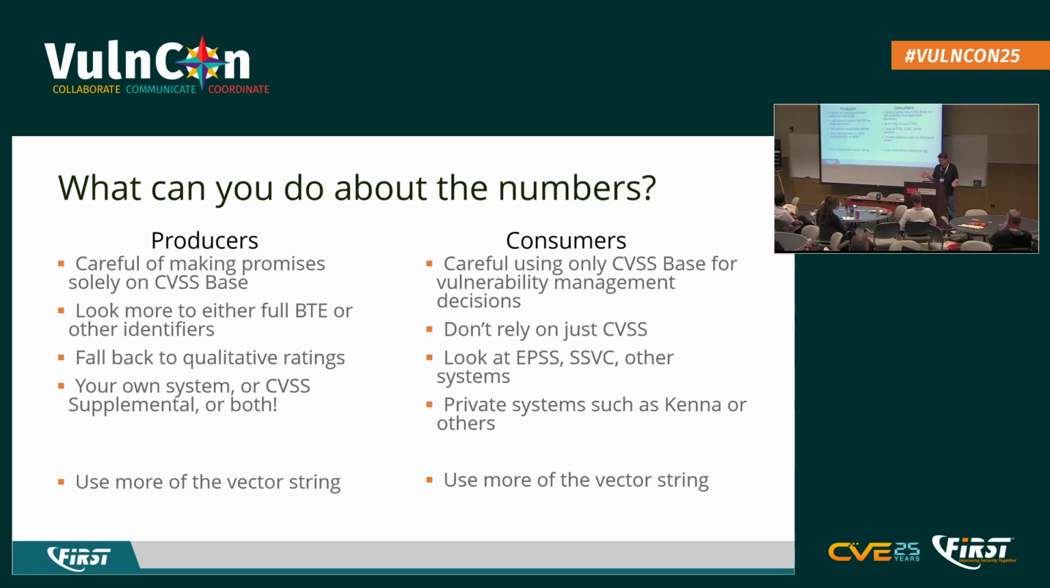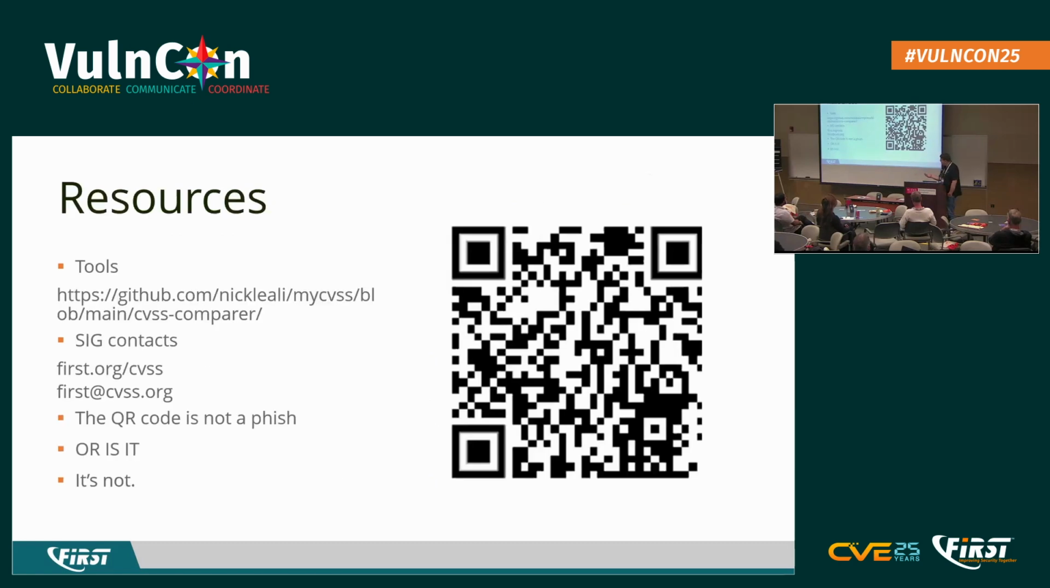And then really the solution is using more of the vector string from both the consumer and the producer side, being able to understand where those products sit in environments and be able to help our customers to make better risk-based decisions. So back to the end, the tool is out there. I encourage you, if you're interested in v4 adoption, you want to look at how the vector strings you produce and use in your own environment are impacting those things.